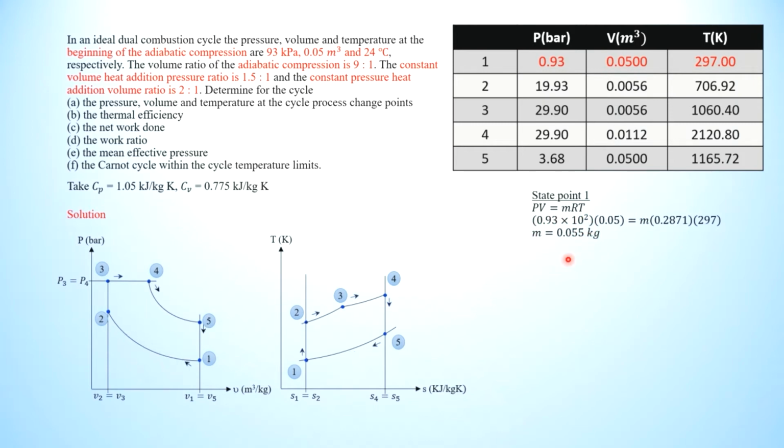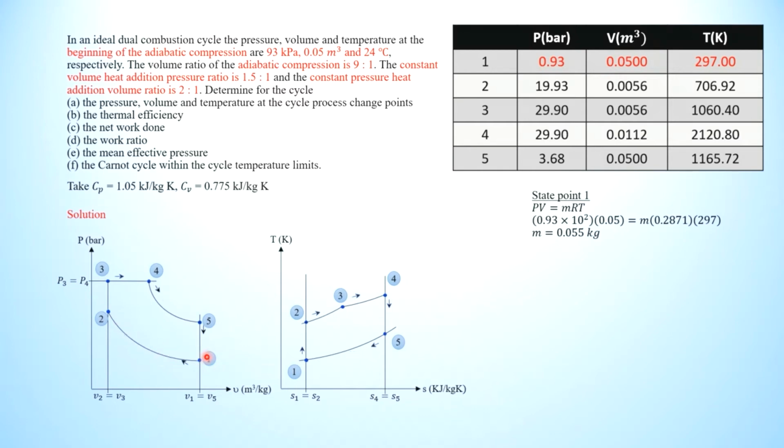Once you have found the mass, the next thing is the volume. They have given the beginning of the adiabatic compression. When you look at your PV diagram, compression is only 1 to 2. 2 to 3, no change in volume. 5 to 1, no change in volume. 3 to 4 is an increase in volume. 4 to 5 is an increase in volume. So only 1 to 2 is a decrease in volume, and this is an adiabatic process.